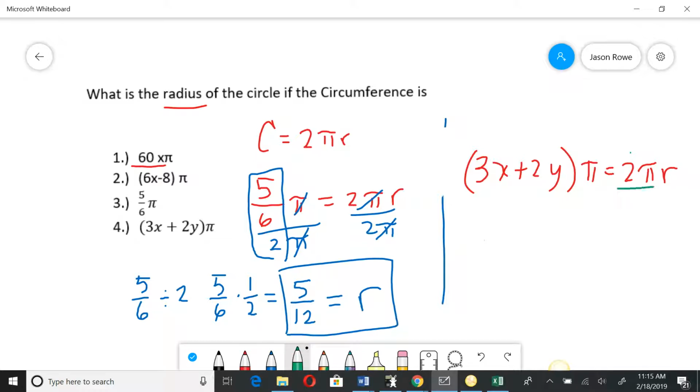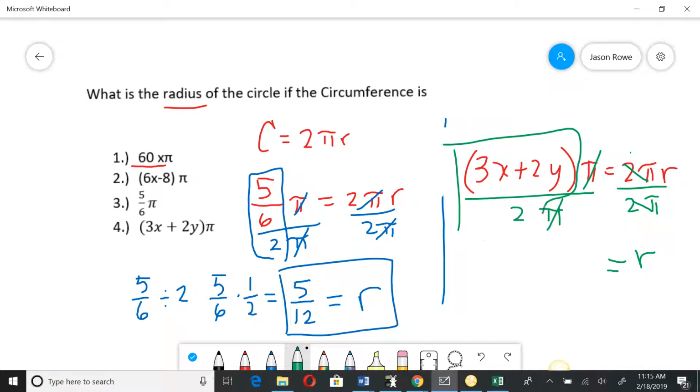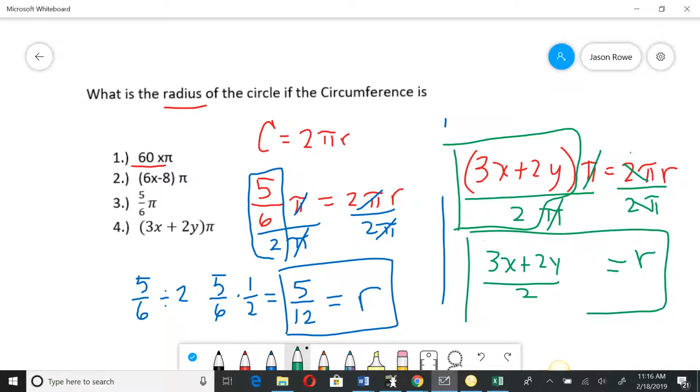Again, all I can do is divide by 2 pi. Those cancel out on that side, leaving me with r like they have in all the rest. I can cancel the pi's out on this side. But folks, there's really nothing I can do here, so I'm just going to leave that just like that. And there you go. That's a done deal.